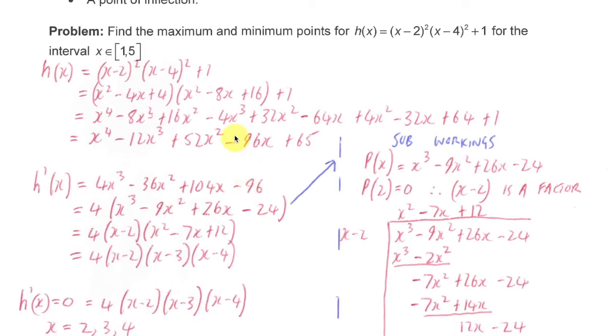In this problem, we need to identify the max and min points for this function h of x. And it's in partially factorised form. So we've got (x minus 2) squared multiplied by (x minus 4) squared plus 1.